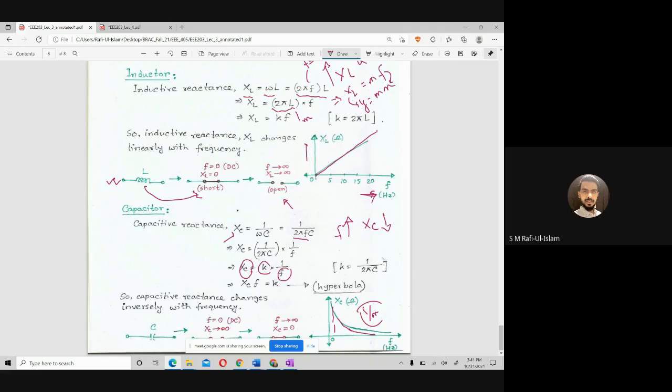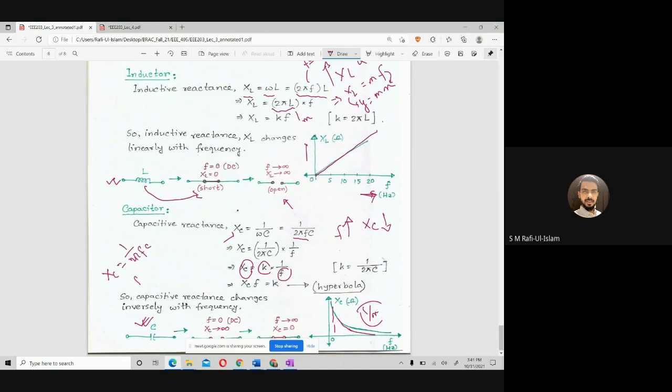Now if I have a normal capacitor, it's like this. So tell me, at DC, how does it behave? Will it behave as an open circuit or short circuit? Any idea? The capacitor, it will be open, right? Just check, Xc equal to 1 upon 2 pi f c.